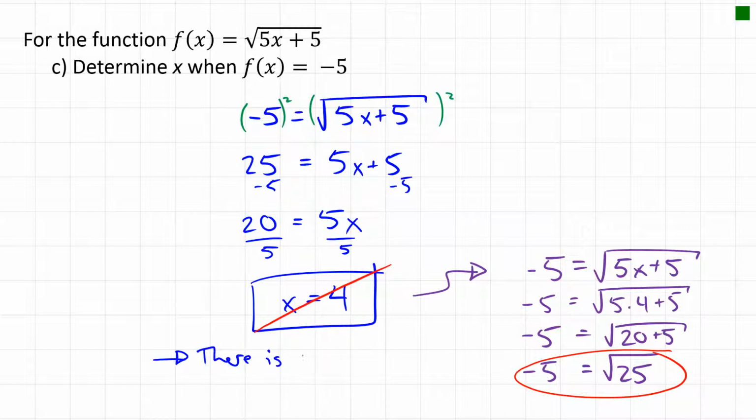That's the conclusion. There is no x value where f of x equals -5. Basically, the function never equals -5 anywhere in the domain of x.